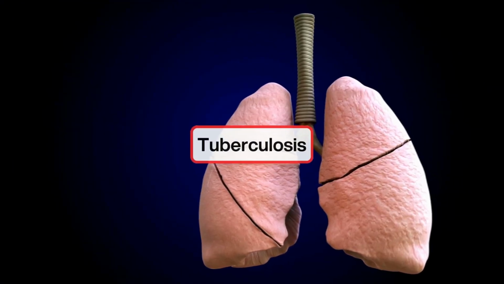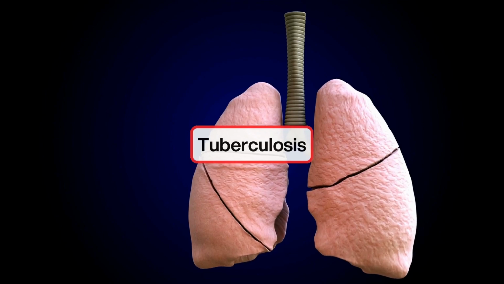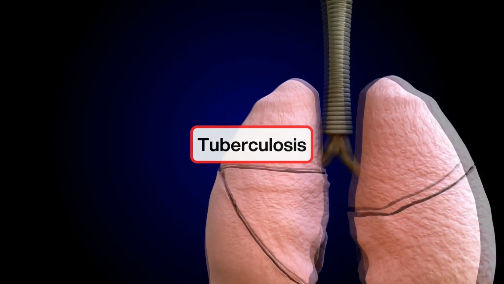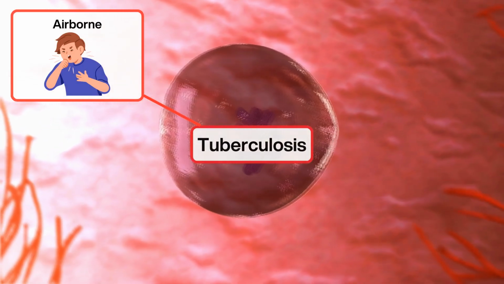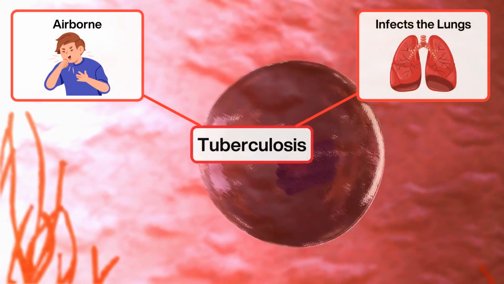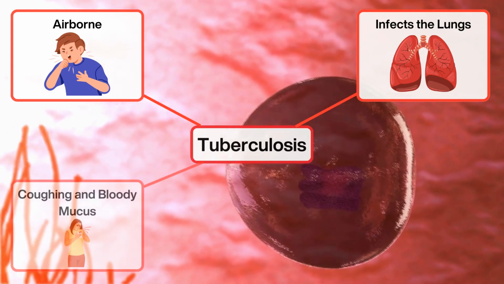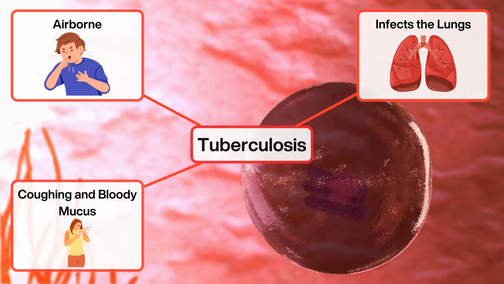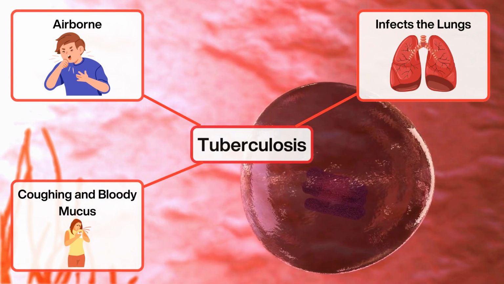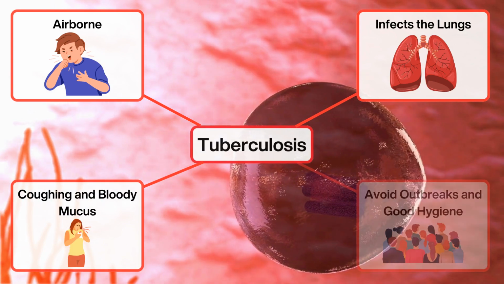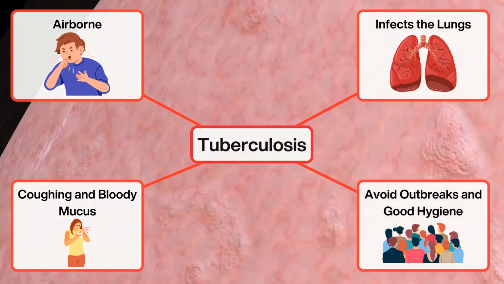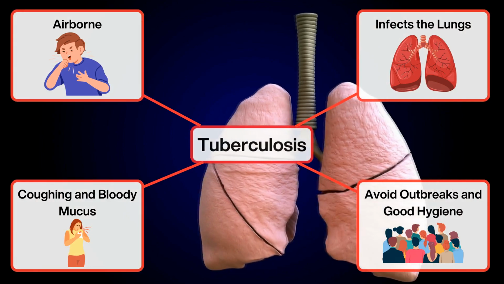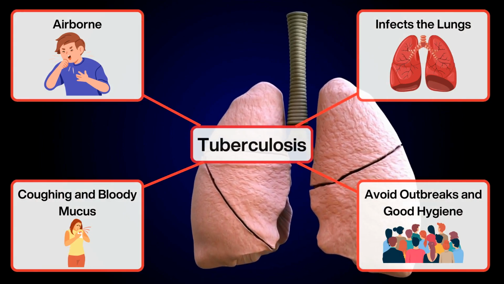The next bacterial disease we will look at is tuberculosis. Tuberculosis is airborne and spreads when an infected person coughs. It primarily infects the lungs. Symptoms include persistent coughing, bloody mucus, and lung damage. To lower transmission risk, it is important to avoid crowded areas in places where tuberculosis outbreaks occur, maintain good hygiene, and ensure that homes and workplaces are well ventilated.